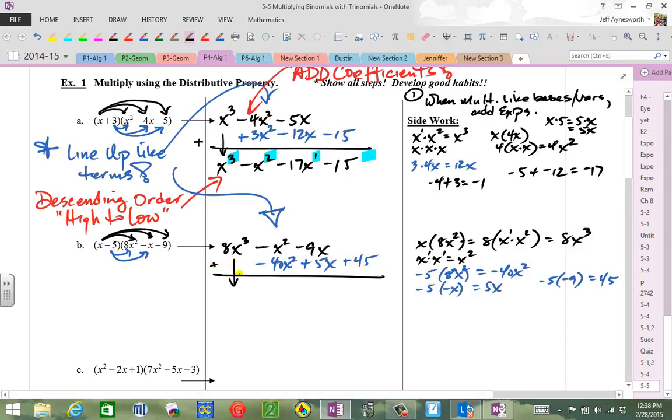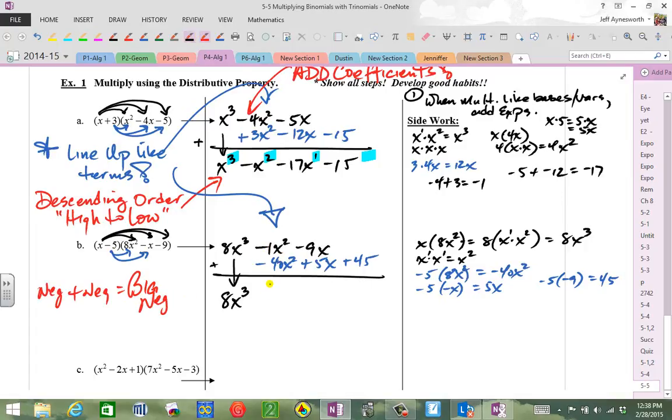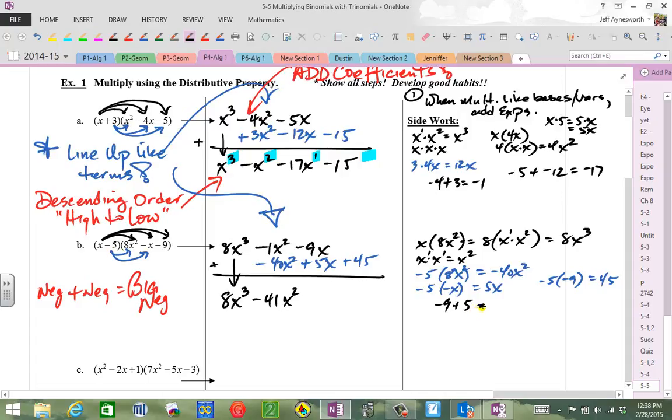Draw your line, add, bring the lead term down. So I got 8x cubed, again, descending order, highest degree first. A -1 plus a -40. A negative plus a negative equals a bigger negative. So -1 plus -40 is -41. So -41x squared. Squares with squares combine with squares. All right, -9 plus 5, I have more negative, so it's -4. So -4x. And then bring down the plus 45.